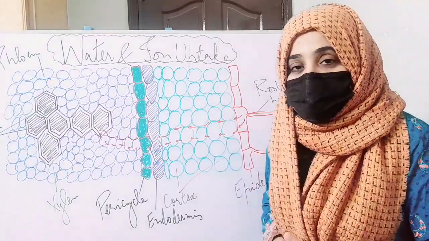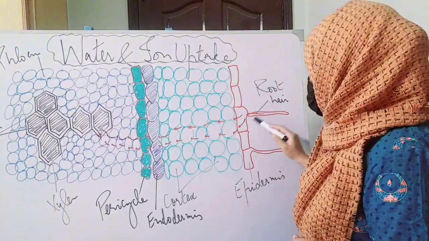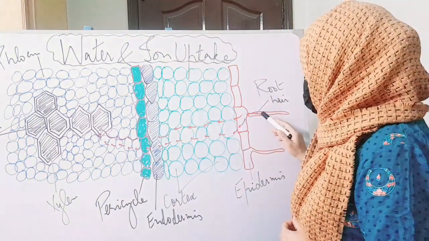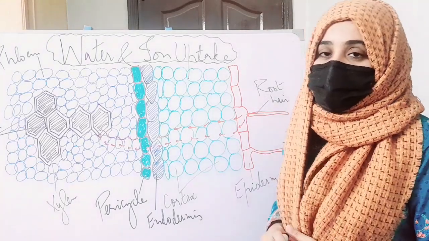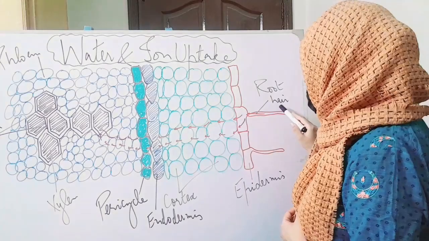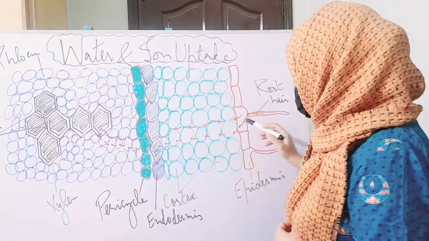Water moves from the soil into the root hair through osmosis. As we know, the solute concentration in the root hair is high, which means the solution in the root hair is hypertonic. Hypertonic means a higher concentration of solute. So water enters the root hair through osmosis.